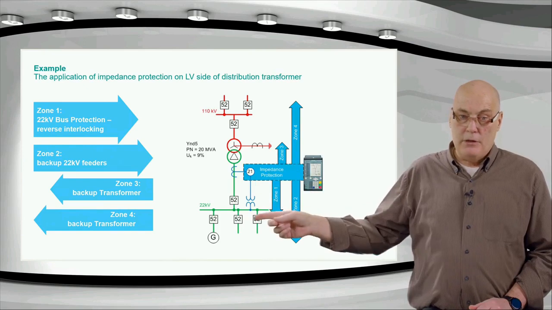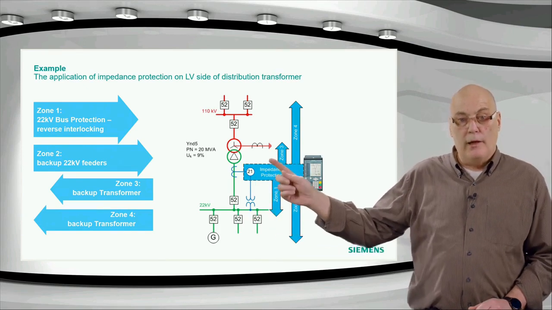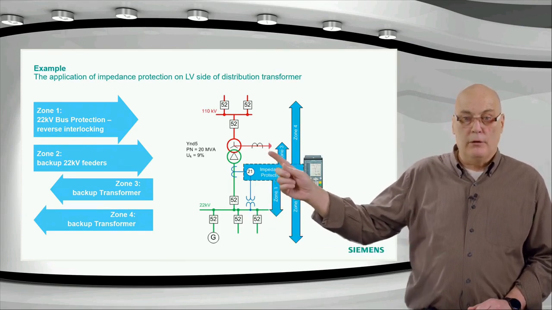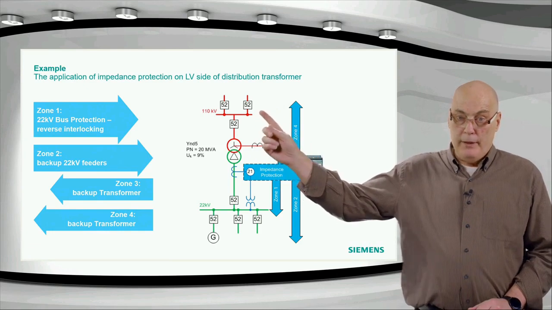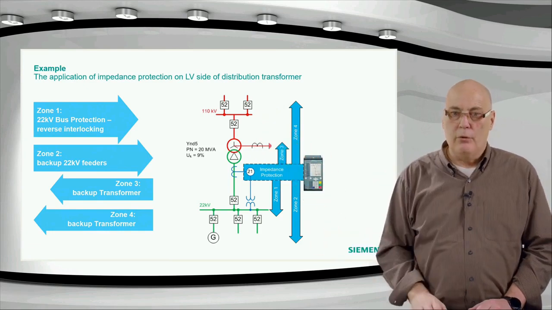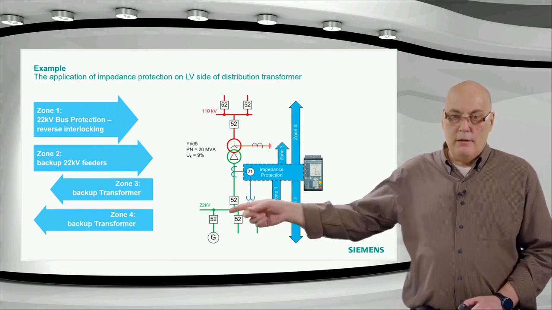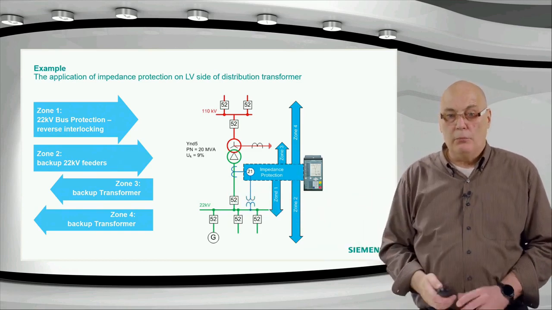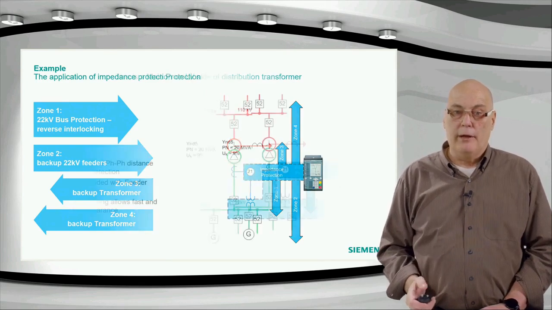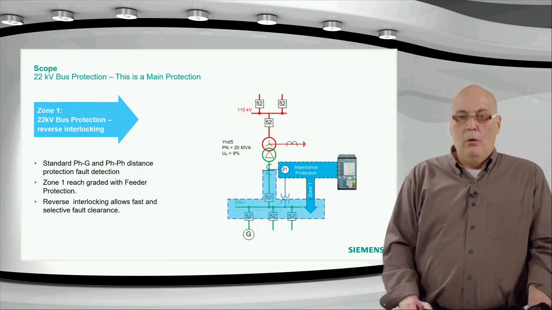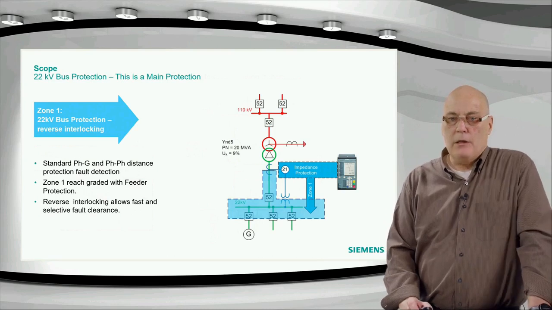And this backup is in 2 zones, 3 and 4. One is an underreaching zone into the transformer, and the zone 4 even reaches up here for certain conditions through the transformer. And we'll see there are special requirements here. Normal distance protection might not be ideal for that transformer backup. But before we get there, let's go step by step.